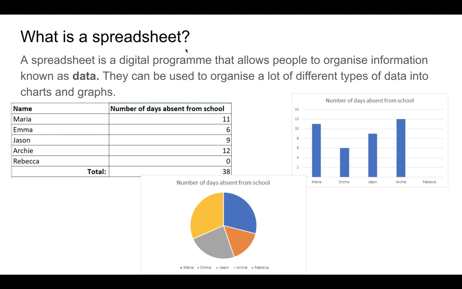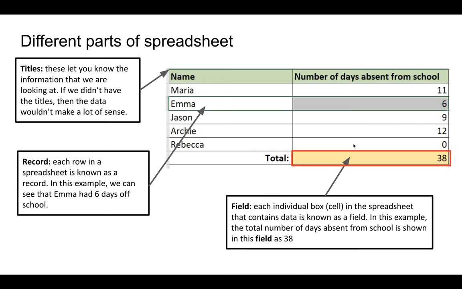So, what is a spreadsheet, first of all? A spreadsheet is a digital program that allows people to organize information known as data when it's in a spreadsheet. They can be used to organize a lot of different types of data into charts and graphs. So, you can see we've got a table of data or information over here, and we've actually got some images of how that can be organized into graphs, which we will look at another time.